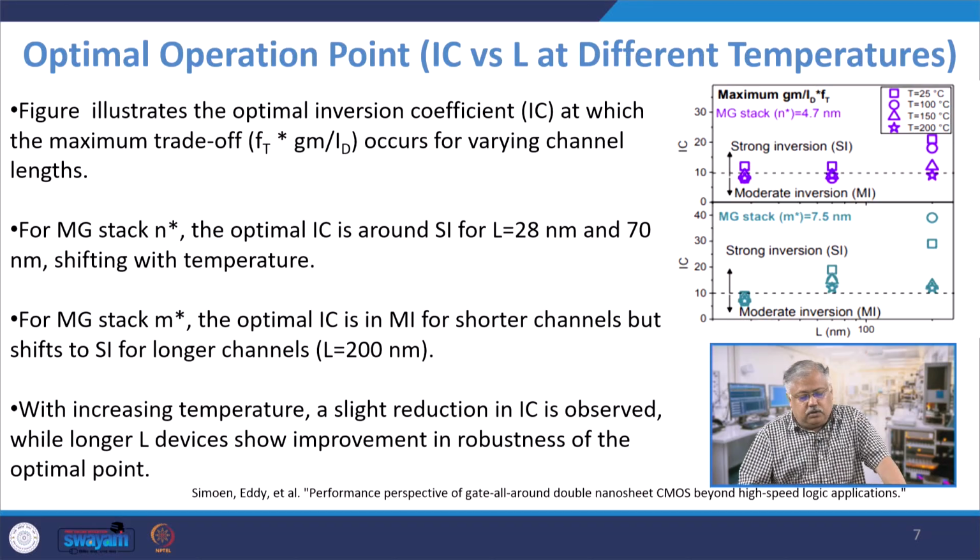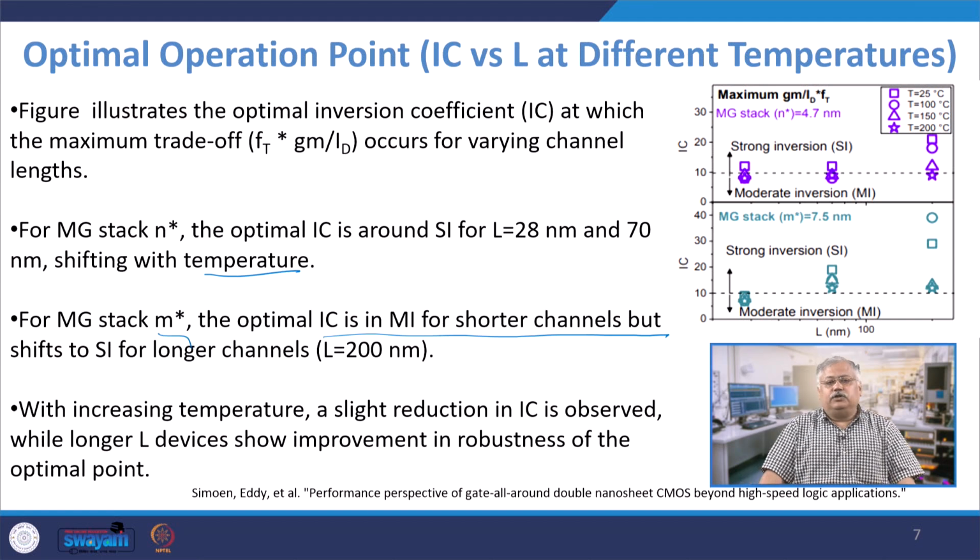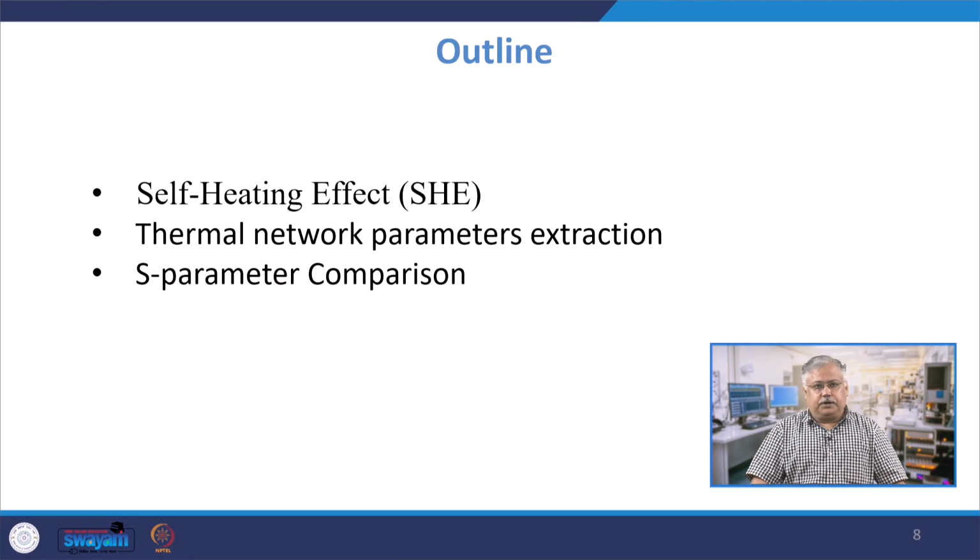Now, if you look at the optimal operation point, that is IC versus channel length at different temperatures, then on the y-axis it is IC, and on the x-axis is channel length. And for N star, the IC is around L equal to 200 to 270 nanometer, shifting with temperature. And for M stack, the IC is in MI for short channel length, but shifts to strong inversion for longer channel. For strong inversion, it shifts to the longer channel length. With increasing temperature, a slight reduction in the IC value is observed, while longer channel lengths show an improvement in the robustness of the optimal point.